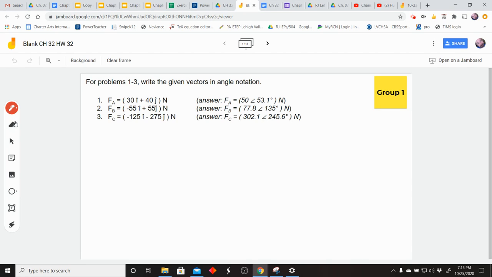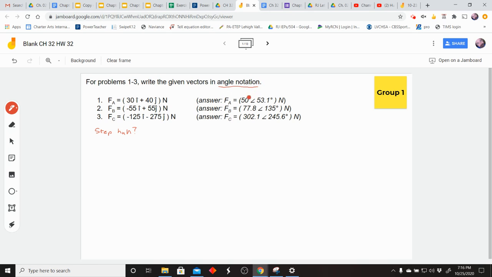Janowski. This is chapter 32, homework 2, and I'll just do problem 1 here. So what's going on here? For problems 1 through 3, write the given vectors in angle notation. So what are we doing here? What are we looking for, and what do we expect it to have?